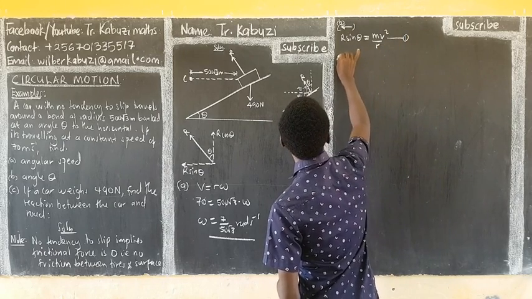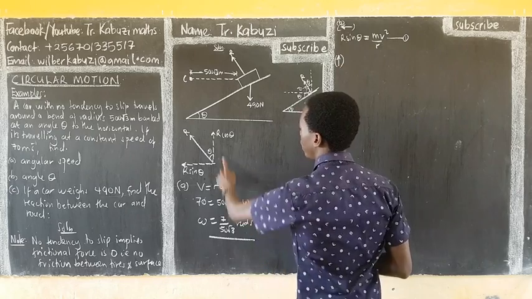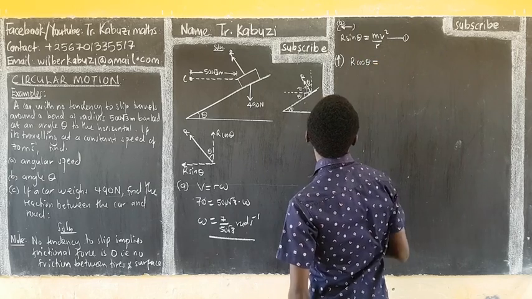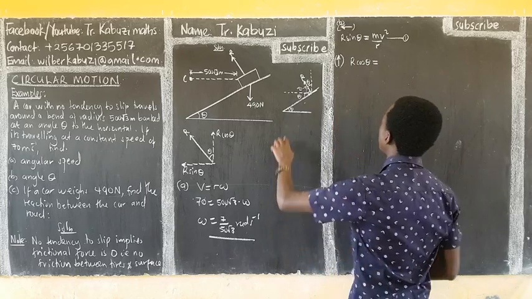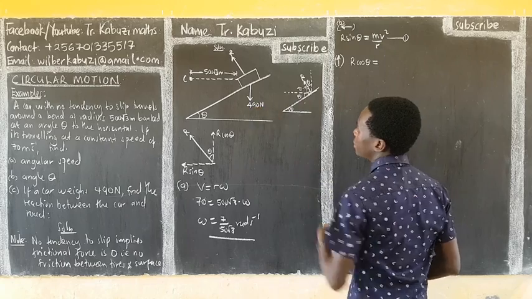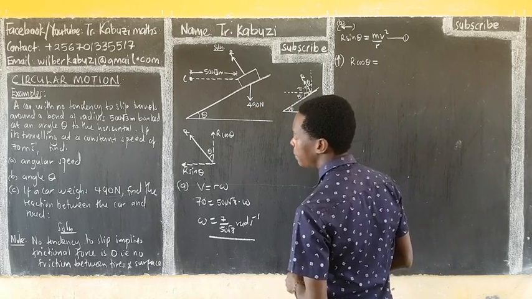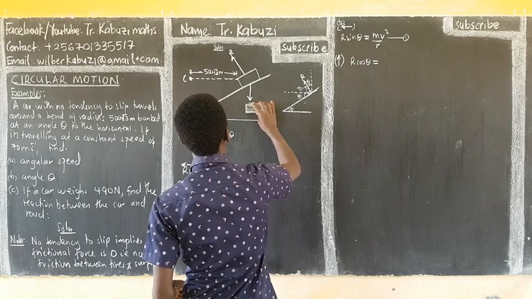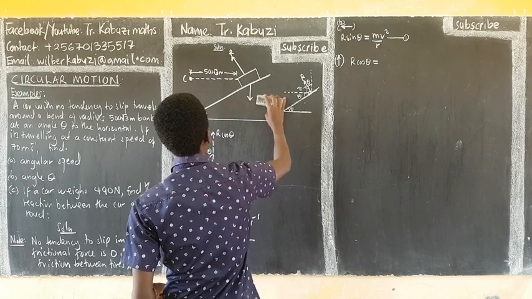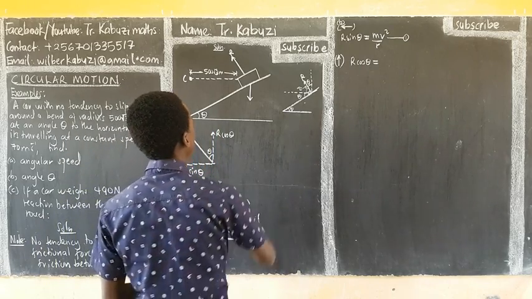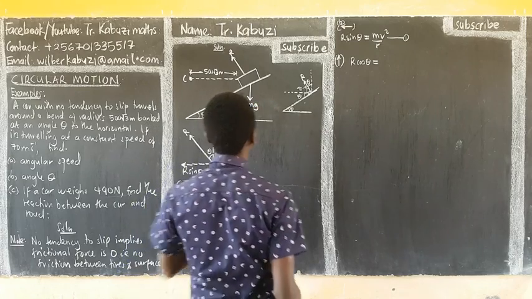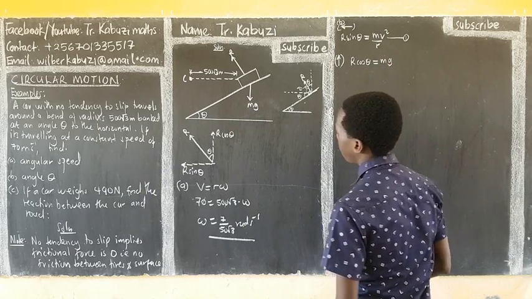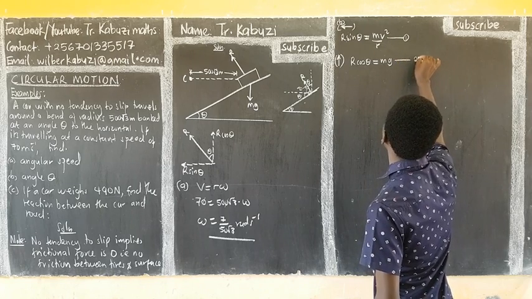Then I resolve vertically. To resolve vertically, we have only R cos theta equal to mg. Before I give this, because I never had this, whether this was supposed to come in part B, but this was supposed to come in part C. So that's what I have as mg. This is equal to, now let me call this equation 2.